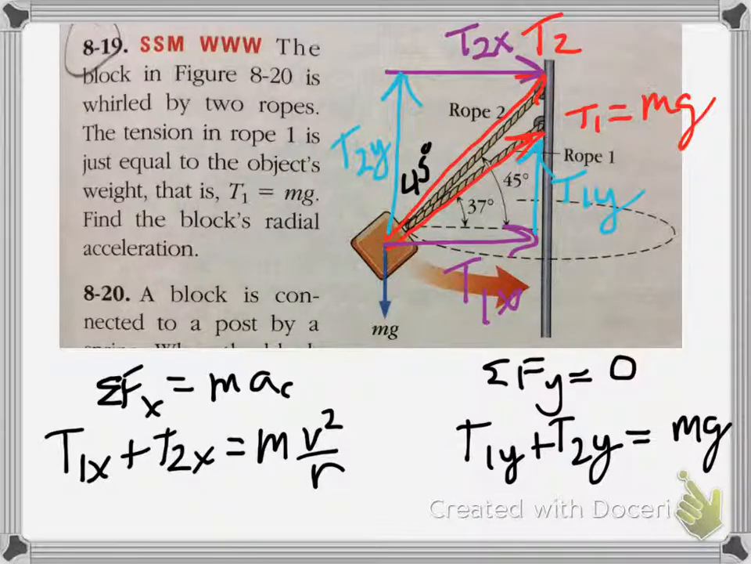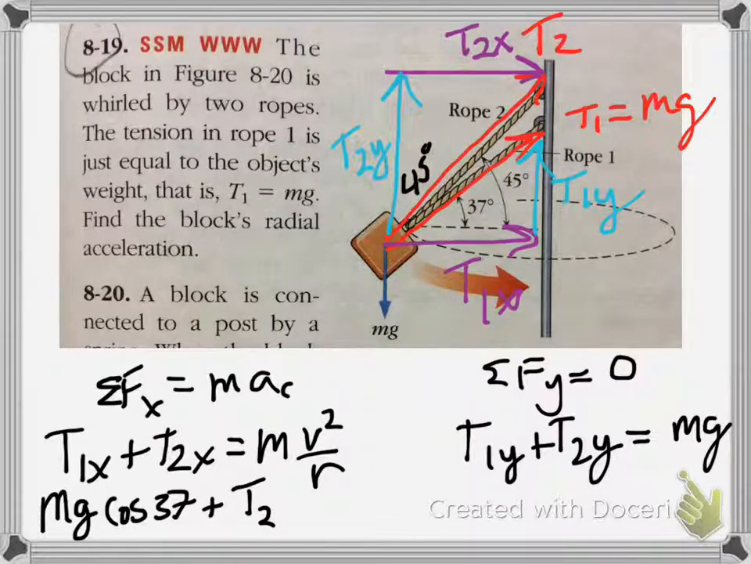All right, so now, that's it, people. We've done the hard part. The rest is easy. Okay, probably what we should do, we do need to remember what each one of these things are, right? T1x is going to be, and since T1 is equal to mg, T1x is actually mg cosine 37 plus T2x, which is going to be T2 sine 45, and that equals mv squared over r.